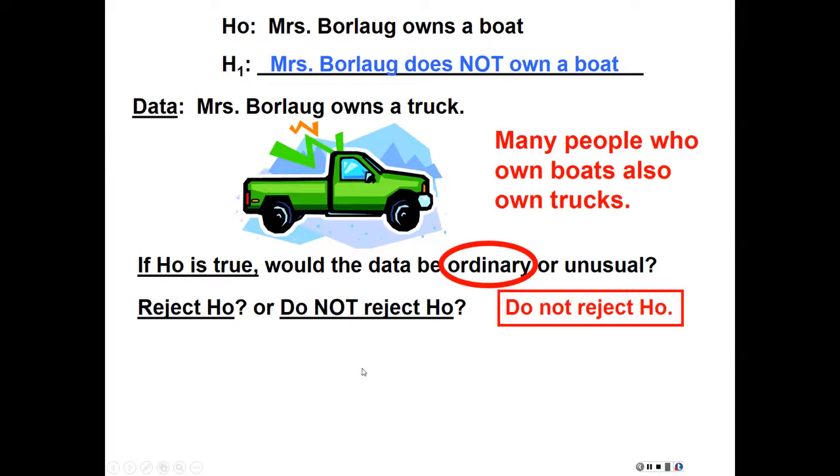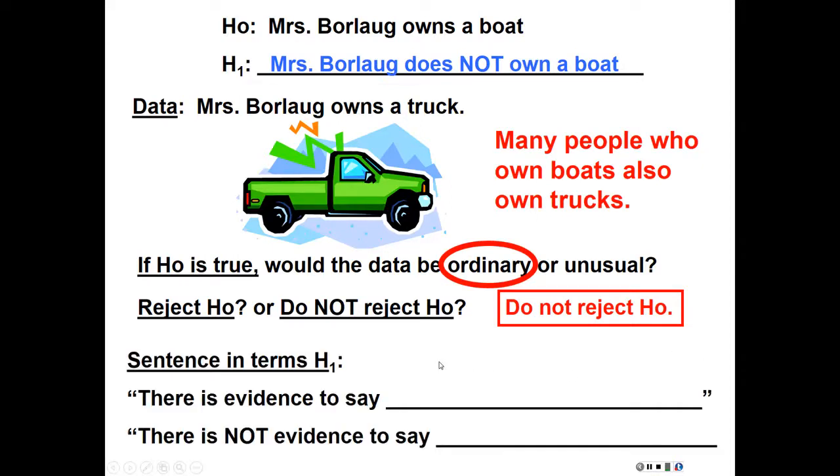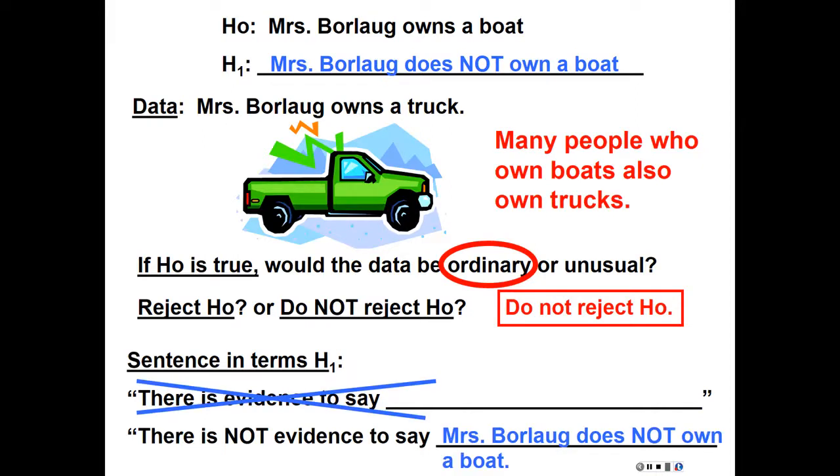Okay? But we would write our sentence in terms of H1. And since H1 says she doesn't own a boat, is there evidence to say she doesn't own a boat? No. There is not evidence to say that she doesn't own a boat. We have no proof that she doesn't own a boat.